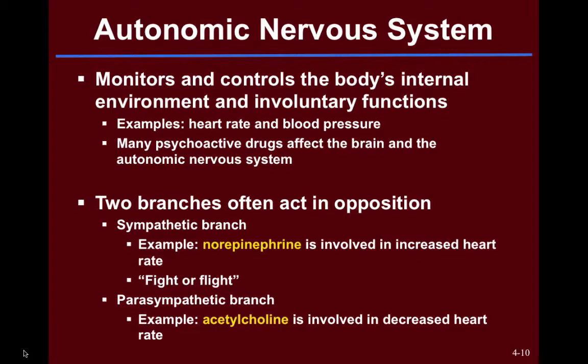So the autonomic nervous system actually has two branches, the sympathetic and the parasympathetic branch. And these sometimes act in opposition. So just because we know it's involving the autonomic nervous system doesn't necessarily mean that it's something that involves decreasing heart rate or respiration. It may actually be increased as well.